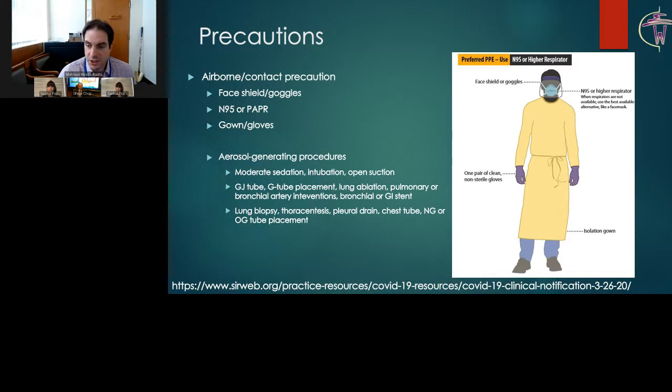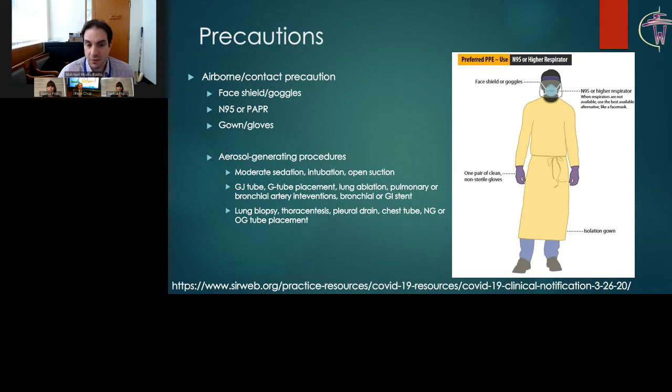And I will mention, in terms of our practice and our process, we haven't seen a single case where a healthcare worker or a patient wearing an N95 mask ended up getting exposed in that setting. There was a question in regards to what aerosol generating procedures encompass. And for us, it's moderate sedation, intubation, open suction.